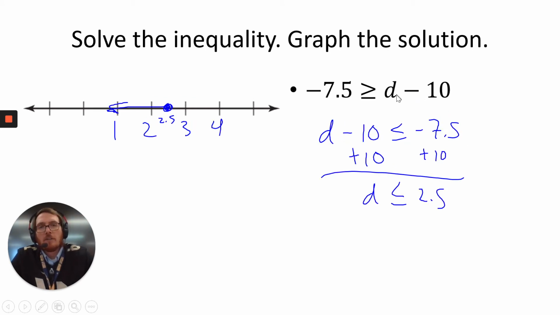This one's a good idea to flip around, so d minus 10 would actually be less than negative 7.5. Add 10 to both sides, you get 2.5 because 10 minus 7.5 is 2.5. Closed circle, going to the left for your answer.